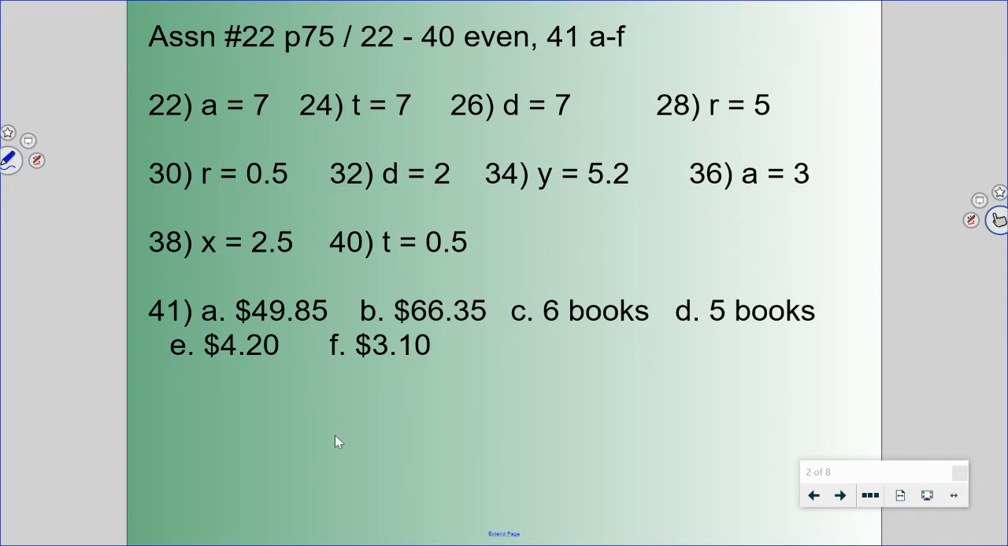And let's precede that with some assignment checking. If you've already checked these, great. If not, I'd like to offer that to you again. This is assignment 22, page 75. Go ahead and pause and come back when you are ready.